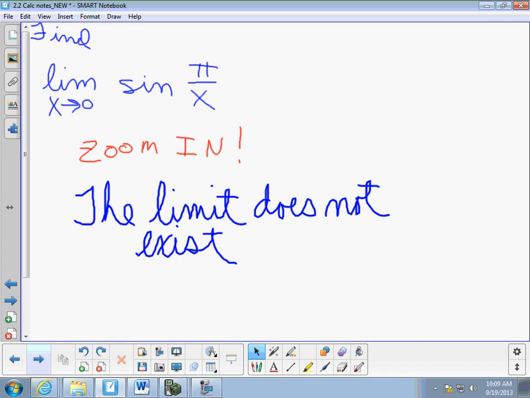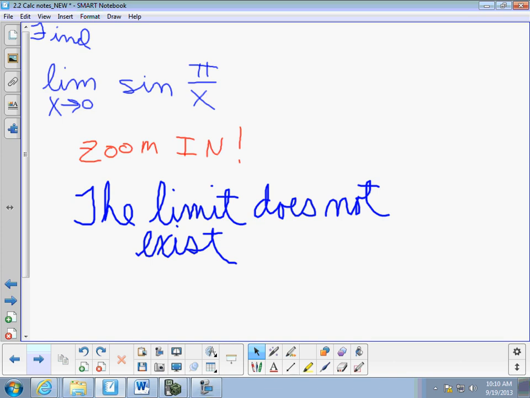Sometimes limits don't exist. If you don't approach the same value from both sides, then the limit doesn't exist. This function's undefined at 0, but that's not the problem. The problem is that this thing oscillates faster and faster and more and more. So it's not getting closer and closer to 0 or to 1. It keeps going back and forth and never gets closer and closer. Some functions, their limit doesn't exist.